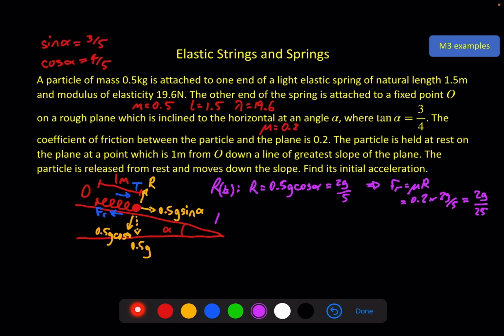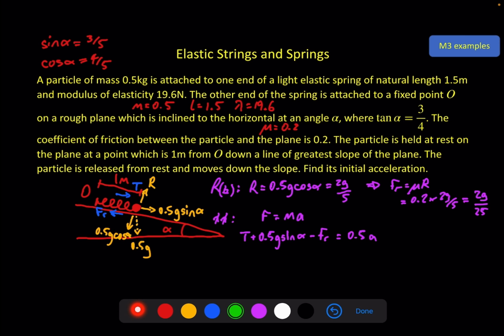Now considering motion parallel to the plane, we've got F equals ma, because there's motion here, it's not in equilibrium in this case, and F, the resultant force, is made up of the three forces here. So putting those in, down the plane, we've got T plus 0.5g sine alpha minus the friction must equal the mass, 0.5, times the acceleration a.